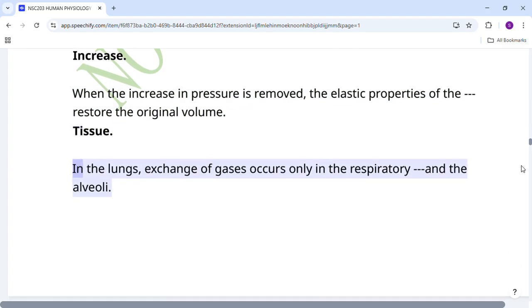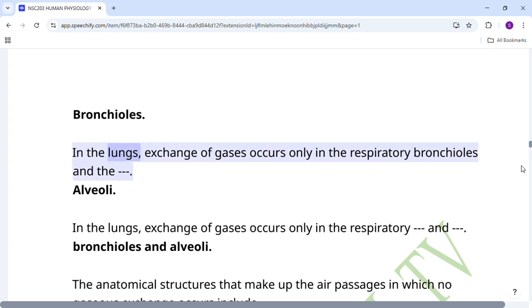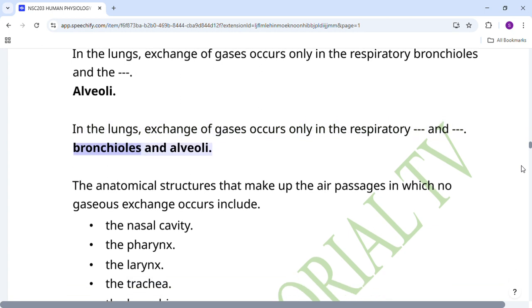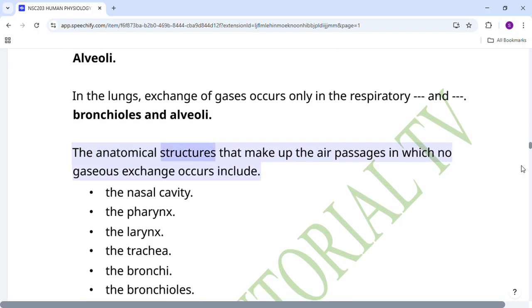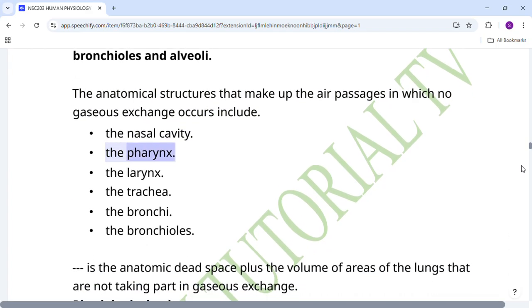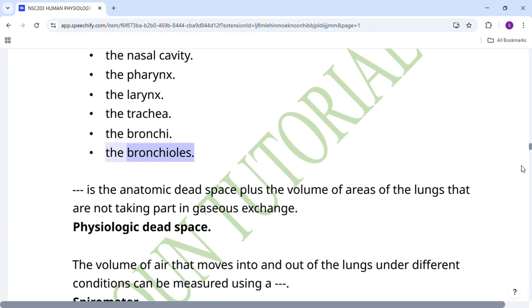In the lungs, exchange of gases occurs only in the respiratory bronchioles and alveoli. The anatomical structures that make up the air passages in which no gaseous exchange occurs include the nasal cavity, the pharynx, the larynx, the trachea, the bronchi, and the bronchioles.